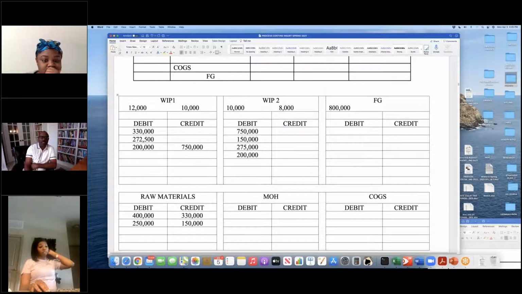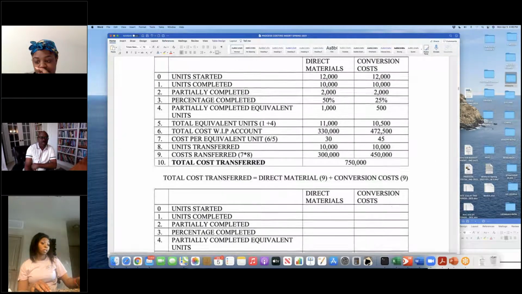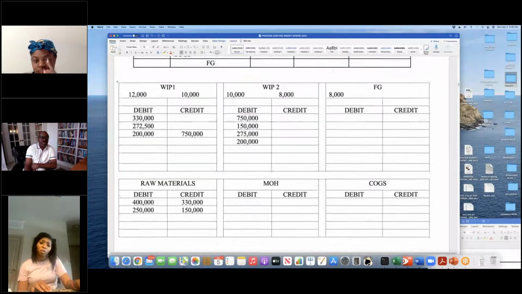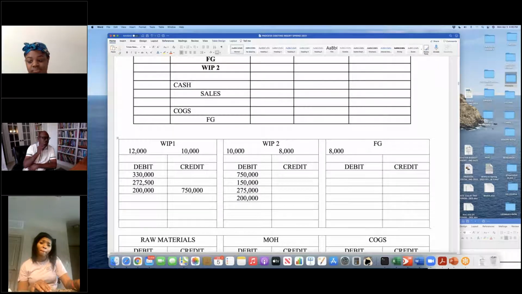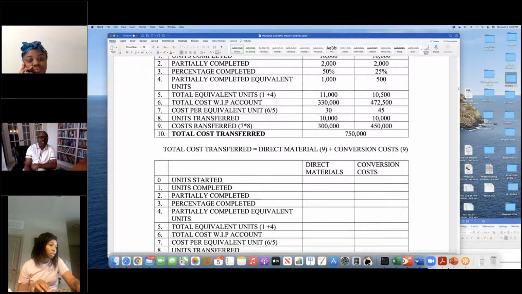Okay, so we're still keeping the same units, right? Which is 12,000. For this chart, we're still keeping the same units? When it says units started? No, in process 2, we started 10,000 units. Oh yeah, we did start at 10,000 units. That's a good question. So it's 10,000. So units completed will be 8,000.